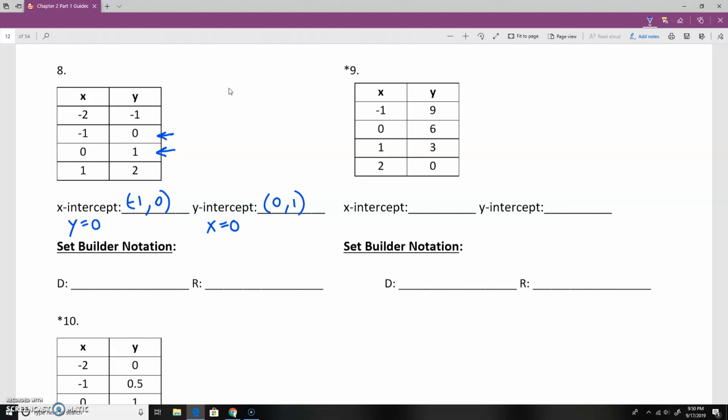Let's look at number 9. Do this one more time. Okay, our x-intercept, we're looking for a y value of 0, which we find there. So our x-intercept is at 2, 0. Our y-intercept, we look for an x value of 0. So our point there is 0, 6.